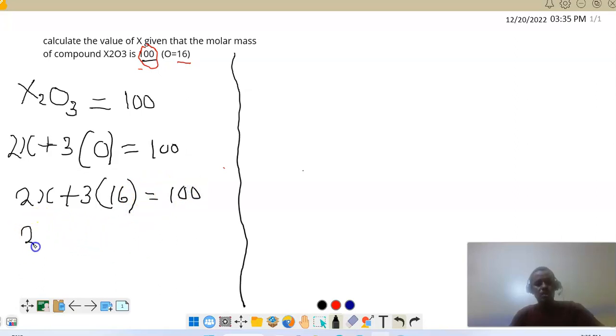Then it will be 2x plus 16 times 3, which is 48 if I'm not wrong, is equal to 100. When you are here, you collect like terms. We have the equation 2x plus 48 equals 100. You transfer this 48 to the other side and it becomes minus. So this is what you do.